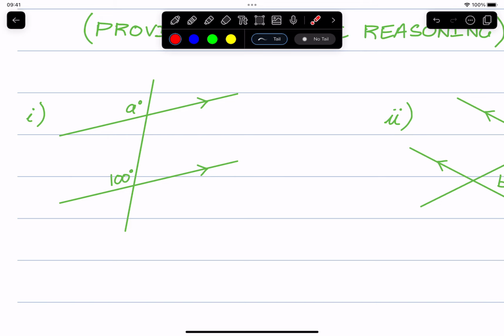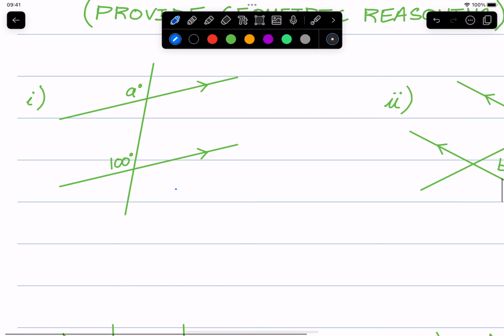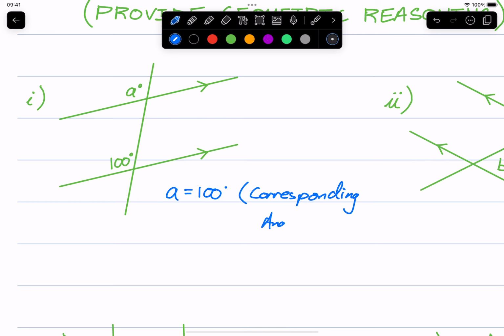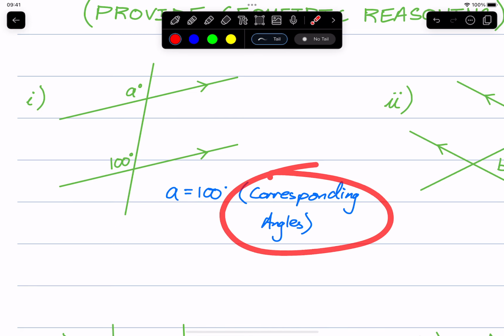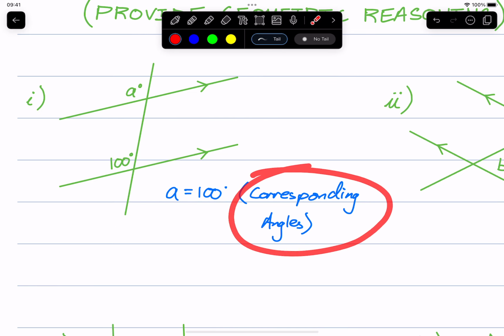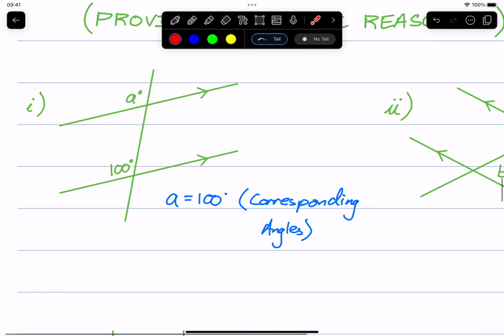This first one, I hope you can see, is rather simple. It is in that F shape. It's an upside down F shape. So from this we can just simply state that A must equal 100 degrees because they are corresponding angles. And as before, you'll see how to shorten writing this out. So for now, we're writing out the full geometric reasoning. They are corresponding angles.